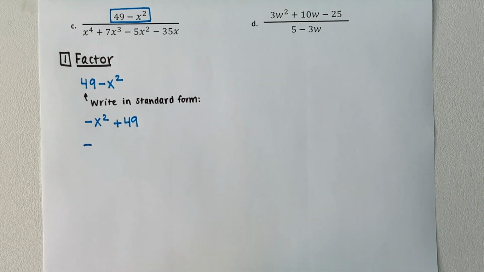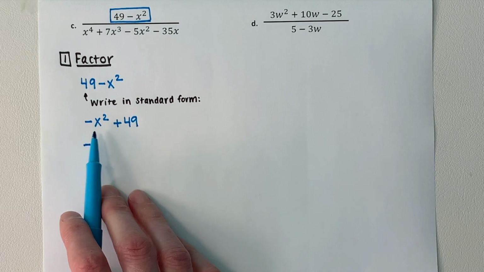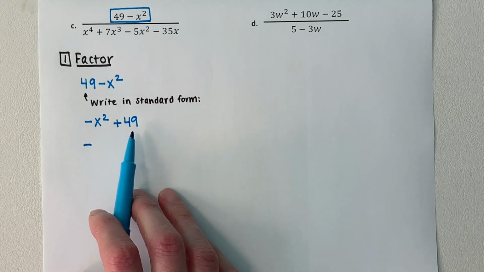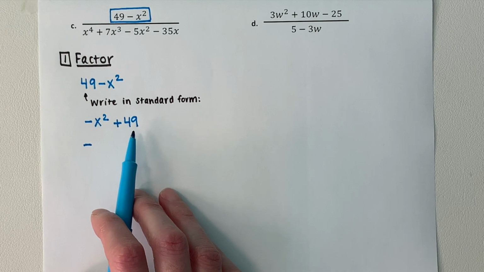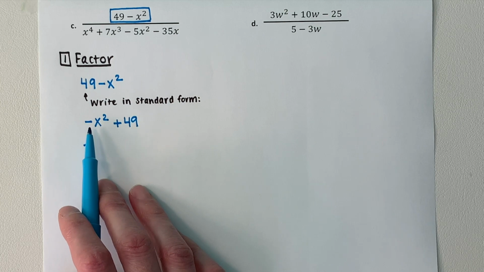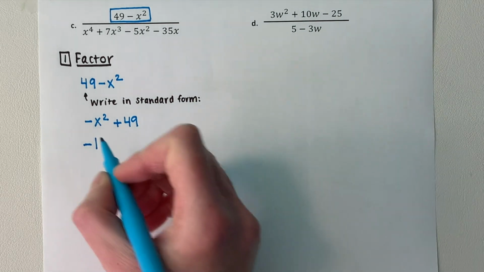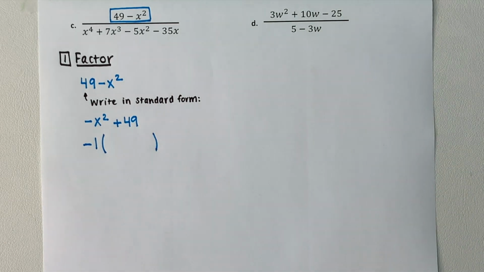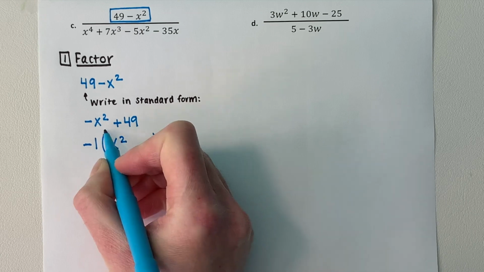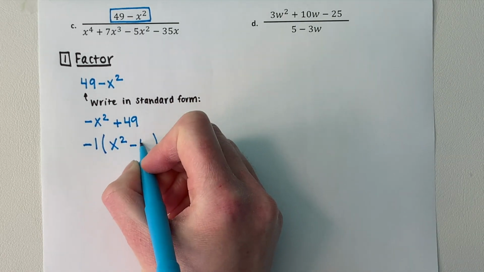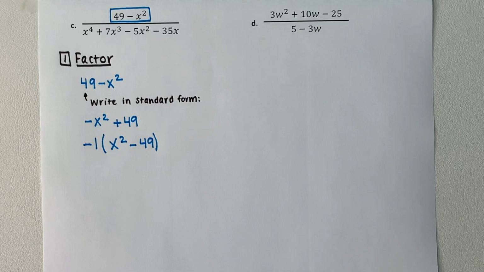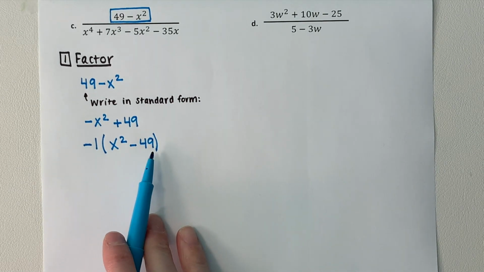Now, what's the largest number that multiplies into both x squared and 49? That would be 1. Normally, if your GCF is 1, we say that there is no GCF. But if your first term in standard form is negative, then you have to have a GCF and it has to be negative. So the only negative GCF that we can use here will be -1. Now, let's factor out the -1. -1 times x squared will give us negative x squared, and -1 times a -49 will give us our positive 49. Now we've factored out the greatest common factor.